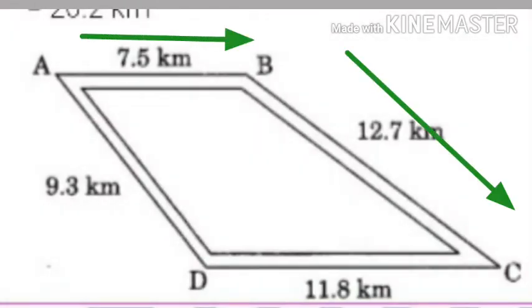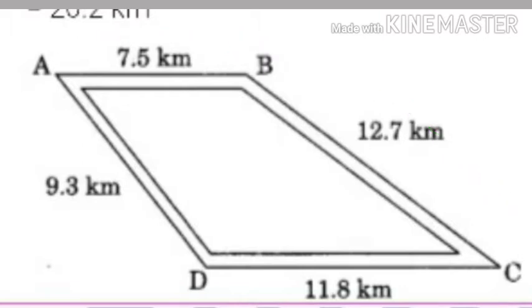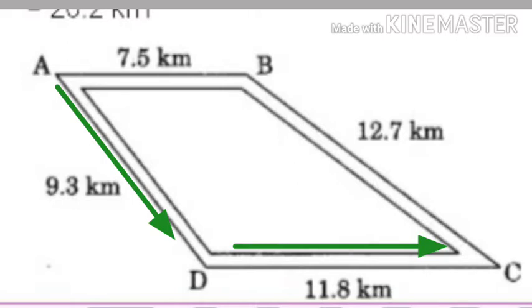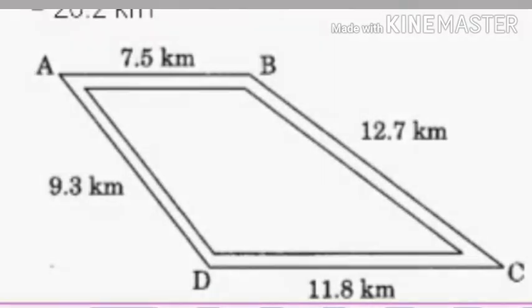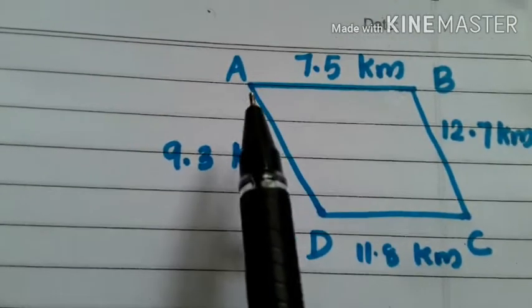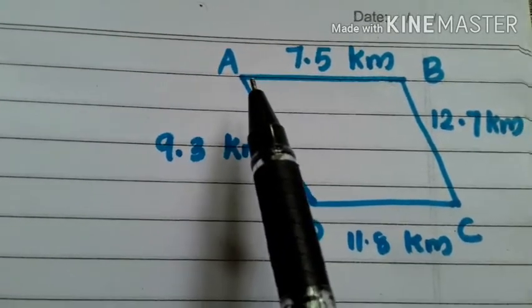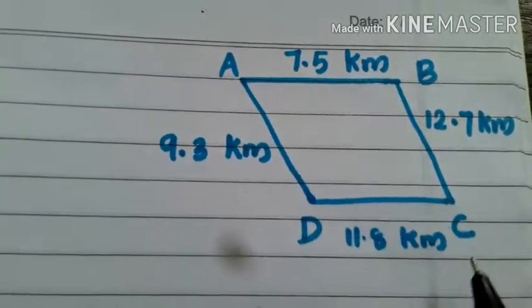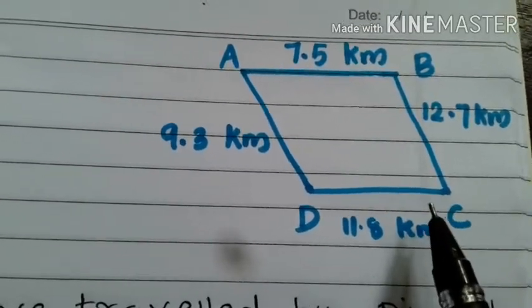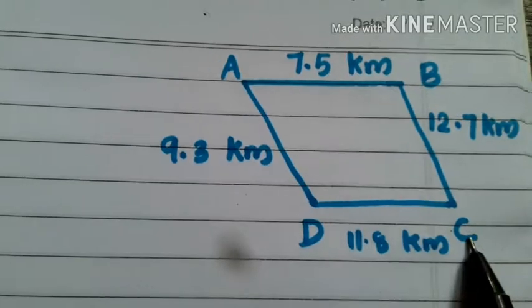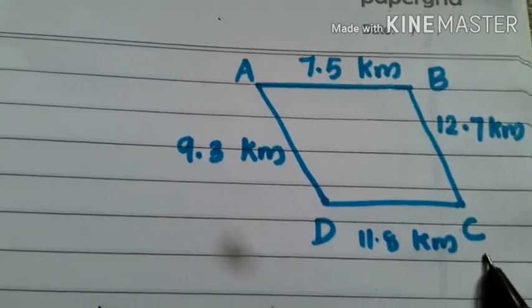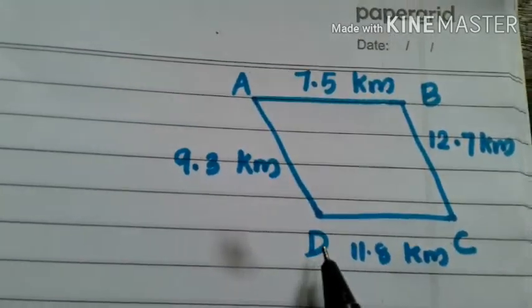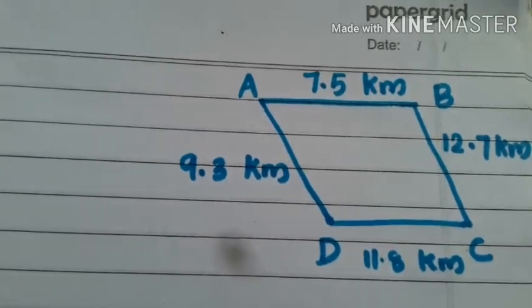Dinesh travels A to B, then B to C. And Ayub travels A to D, then D to C. Then we have to find out who travels more distance and by how much. Solution of this problem: Dinesh travelled from A to C. Ayub travelled from A to C. Dinesh first travelled A to B, then B to C. Ayub travelled from A to D, then D to C. So here we write the solution.